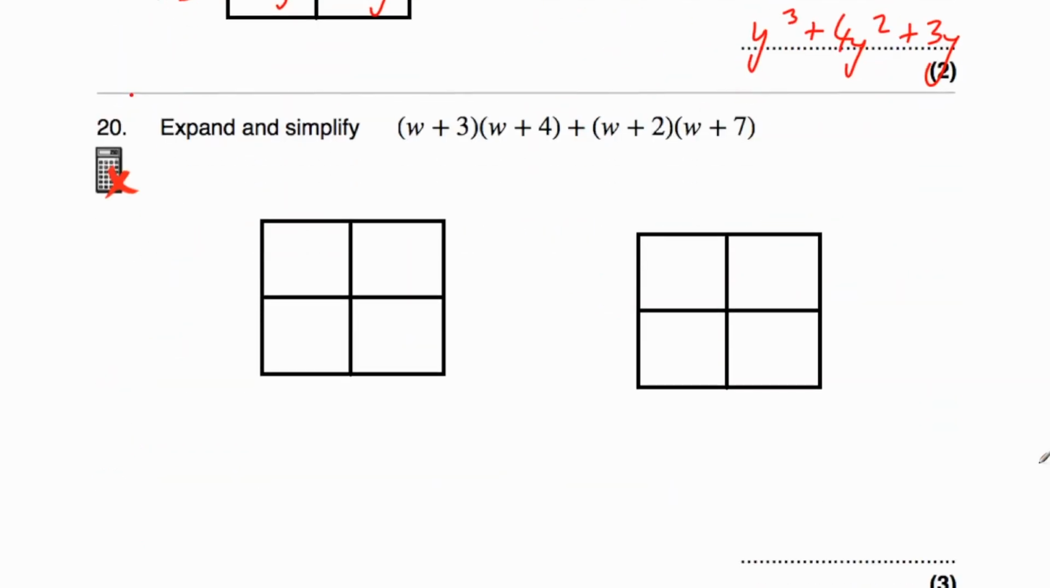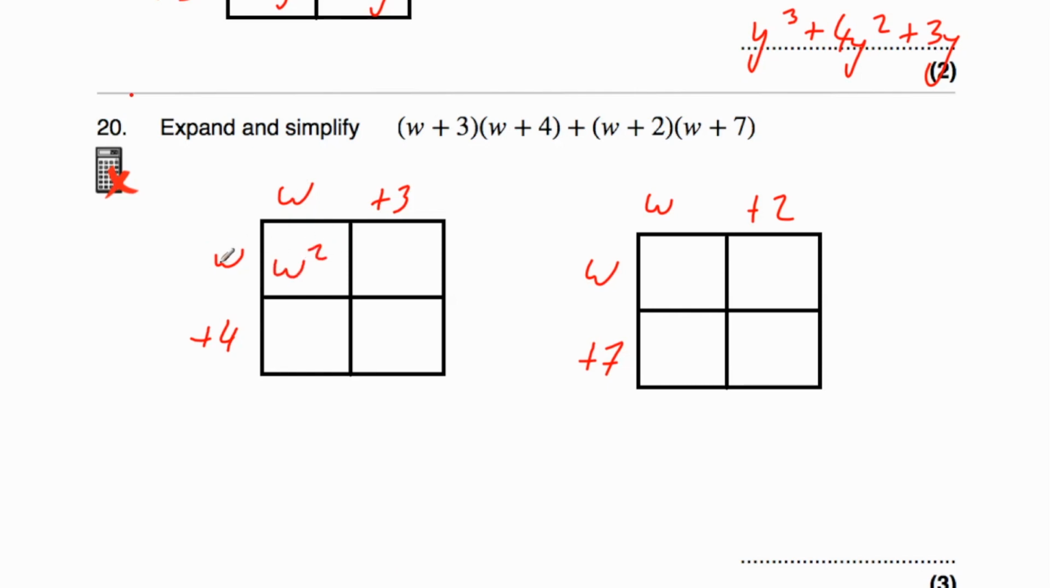Okay, question number 20. We've been given (w plus 3)(w plus 4) plus (w plus 2)(w plus 7). So let's expand each of these, so let's multiply them using our grids, and then what we'll do is we'll add them together at the end and we'll add our answer. So we've got w plus 3 and w plus 4, and in this bracket we've got w plus 2 and w plus 7.